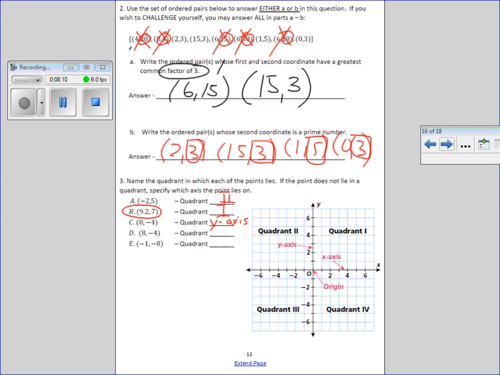Let's see, 8, -4? 8, -4. Right, that is quadrant 4. -1, -8. You got it. Any questions on that? I want you guys to be totally familiar with your quadrants and plotting points. That's got to be routine for you in order for us to go on to lesson 16 tomorrow.